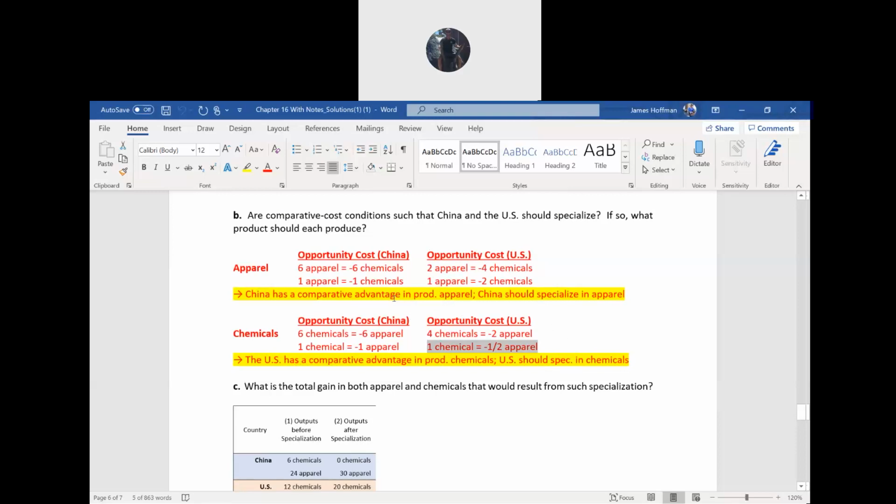in chemicals. So we determined that China has a comparative advantage in producing apparel, they're going to specialize in that, and the US has a comparative advantage in producing chemicals, and they're going to specialize in that. Okay?